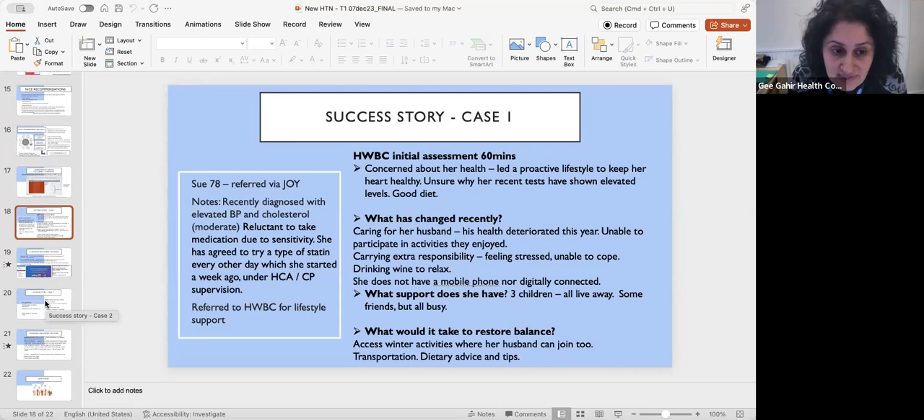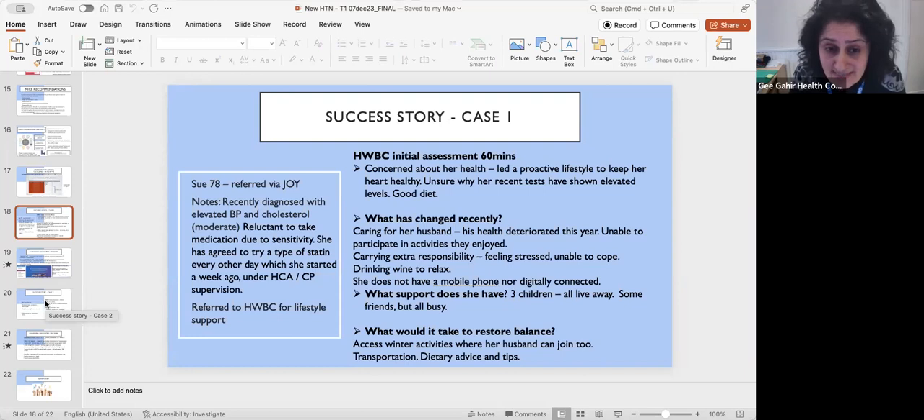The notes that we received were that she was recently diagnosed with elevated blood pressure and cholesterol. She was reluctant to take medication due to her sensitivity. She'd agreed to try a type of statin every other day, which she had started a week ago and was under HCA supervision and monitoring. And she was referred to myself for lifestyle support.